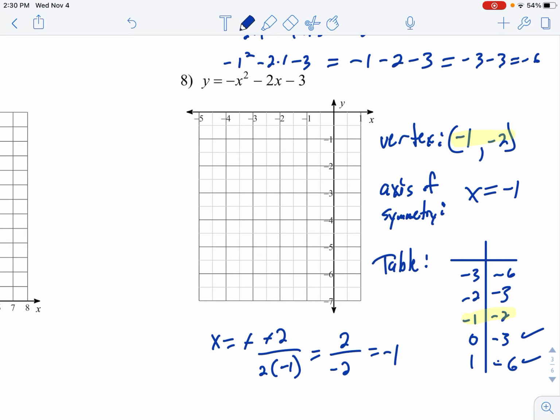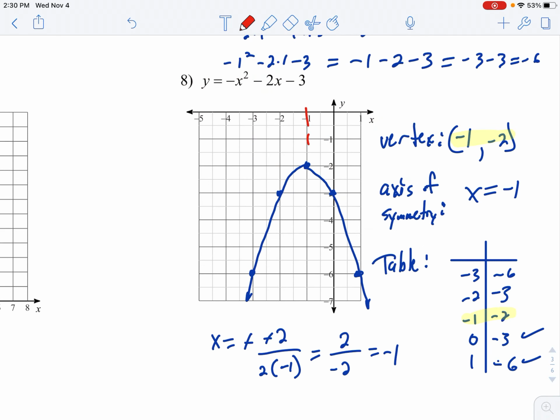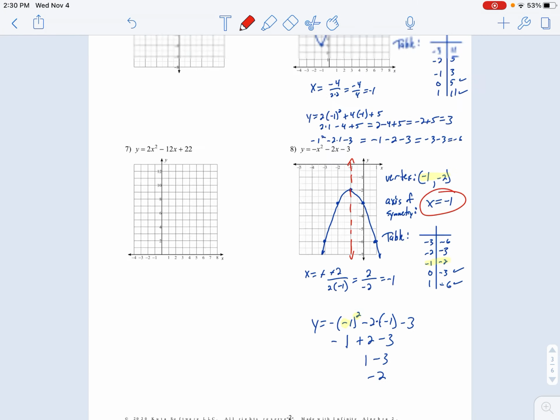Negative 3, negative 6 here. Negative 2, negative 3 here. The vertex, negative 1, negative 2 there. 0, negative 3 here. 1, negative 6 there. Connect them in a U shape. Well, this time it's an upside down U. I don't know if there's a word for that. You want to get fancy, and go ahead and sketch in your line of symmetry. I don't require that, just as long as you have it written over there. That's fine. And that's it.